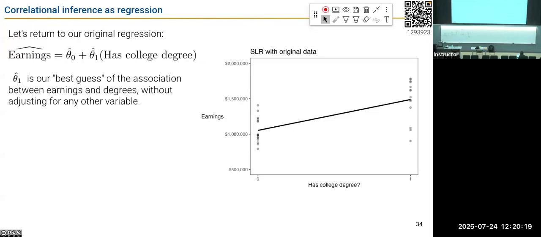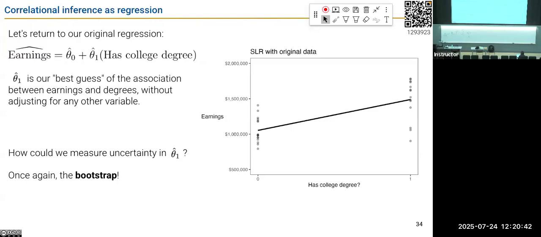So without accounting for confounders, your theta 1 hat is your estimated effect, your estimated association between having a college degree and lifetime earning. So the theta 1 hat is a good quantity to study. Again, this theta 1 hat will depend on your sample.